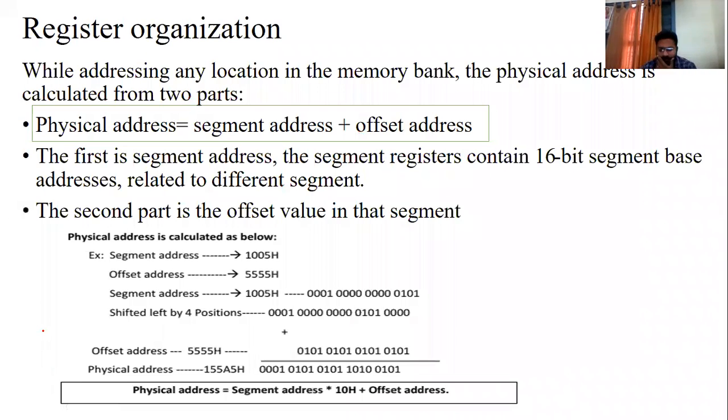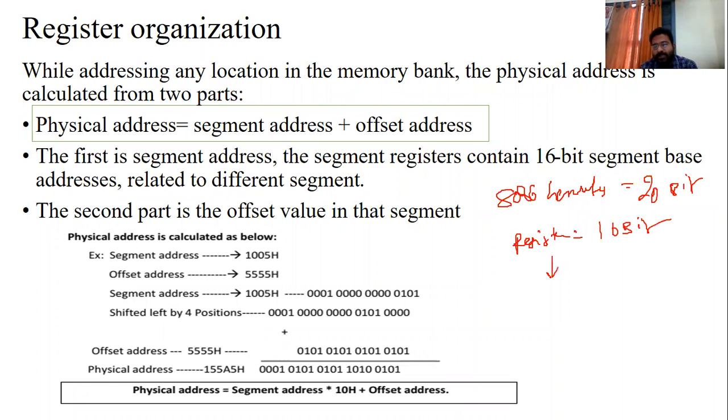Now see this. In the last class, we also saw that our 8086 microprocessor generates a 20-bit address. But you know very well that the register size is 16-bit. These registers are responsible for writing the programming, for example MOV SI, 1005. So this is the address.